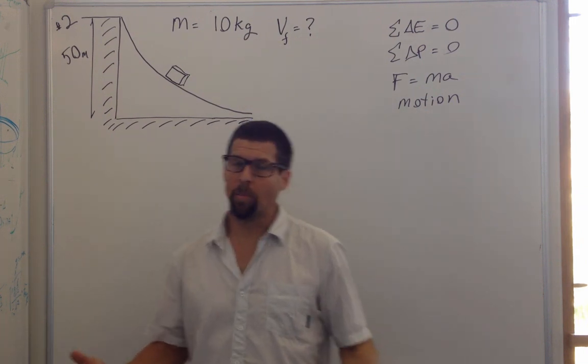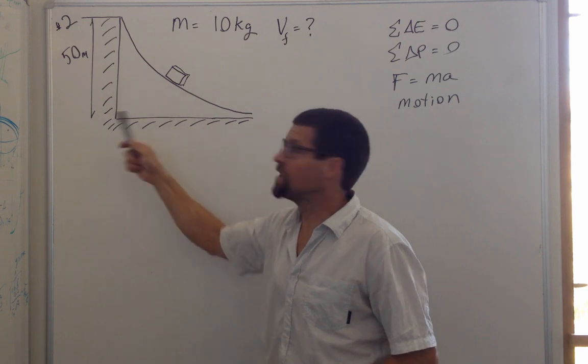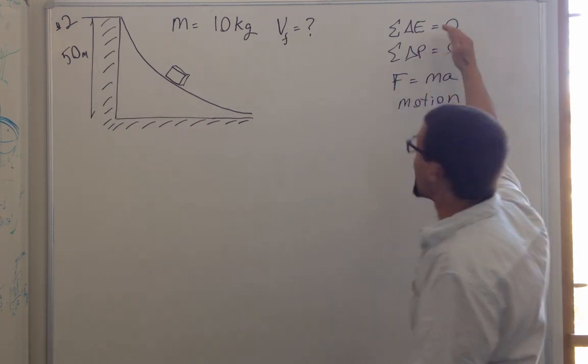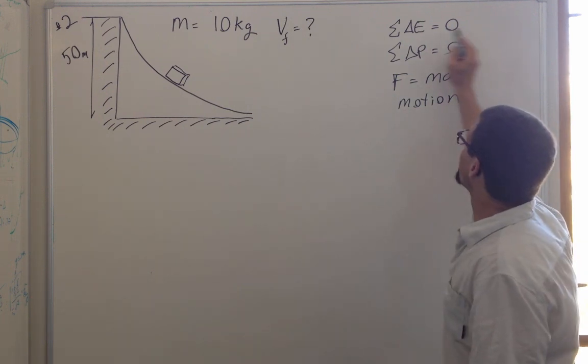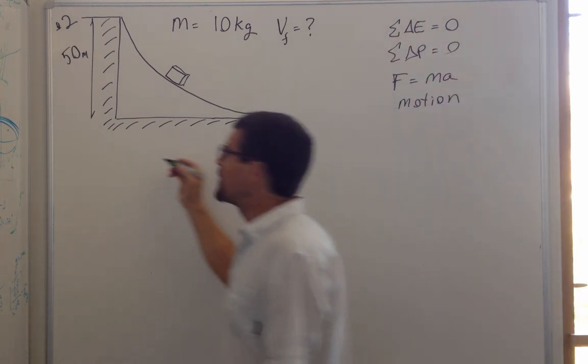Problem set 1, number 2. We're dropping a 10 kilogram box on a frictionless track and we want to know the final velocity. Let's do the analysis first. The sum of the energy changes has to be 0. We've got to conserve energy. So what do we say for that?